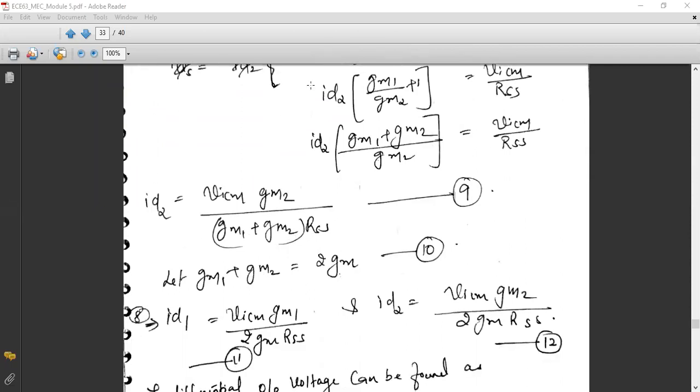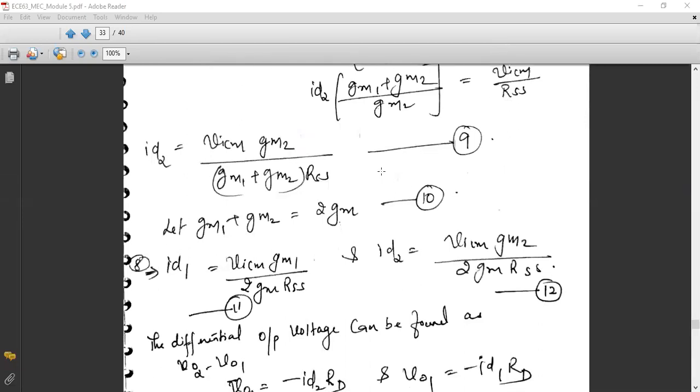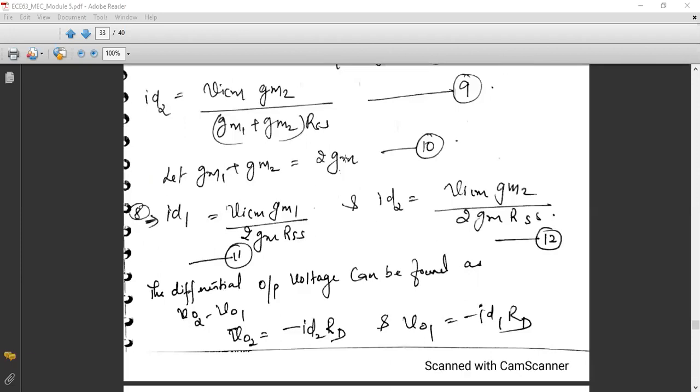Applying this logic to equations number 8 and 9, rewrite it. So ID1 will become VICM GM1 by 2 GM RSS, and ID2 is VICM GM2 by 2 GM into RSS. Students, now you got the individual expression for ID1 and ID2 in terms of the corresponding transconductance, the input voltage as well as the resistance. Now we need to find the gain.